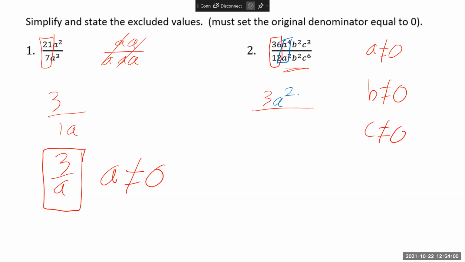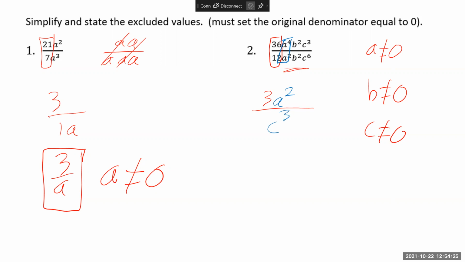The b's, b to the 2nd over b to the 2nd. What happens to those? They're gone. It reduces us down to 1. There is no b left over. So I don't need to write it. And then the c's, does that make sense? So we reduce 3 c's. We have 3 left over, but they are on the bottom.